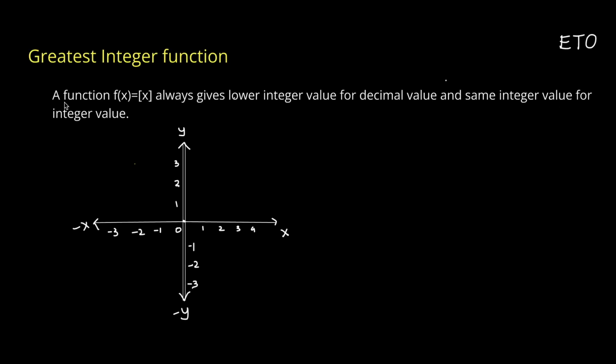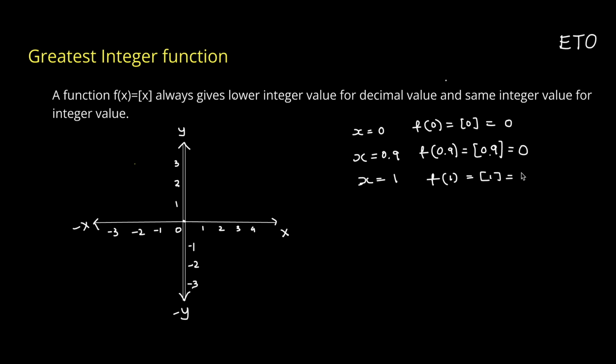Greatest integer function. A function that always gives the lower integer value for a decimal value, and the same integer value for an integer value, is called the greatest integer function. When x equals 0, the greatest integer function will give 0. When x equals 0.9, the greatest integer function will give 0 itself. When x equals 1, the greatest integer function gives 1. Now let us see for negative values. When x equals minus 0.2, the greatest integer function will give minus 1. I hope you got this.